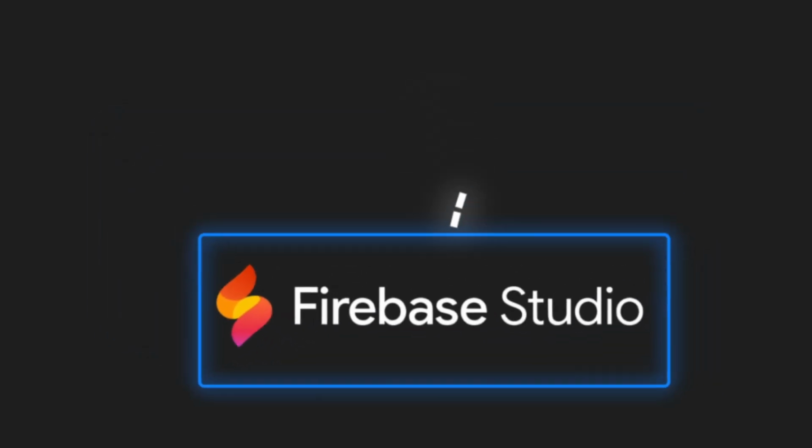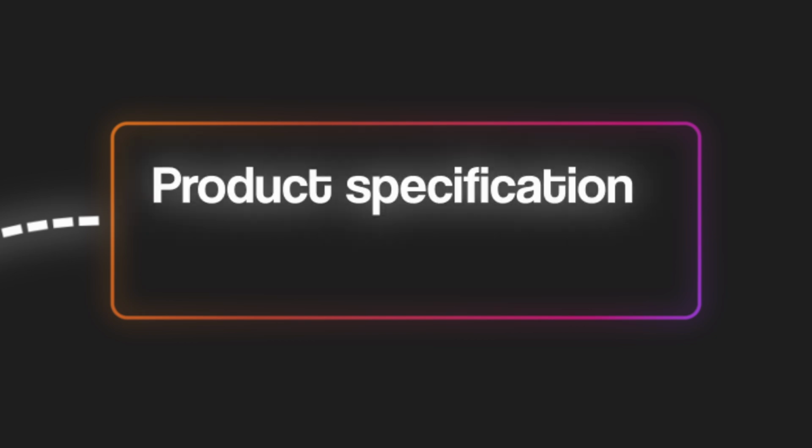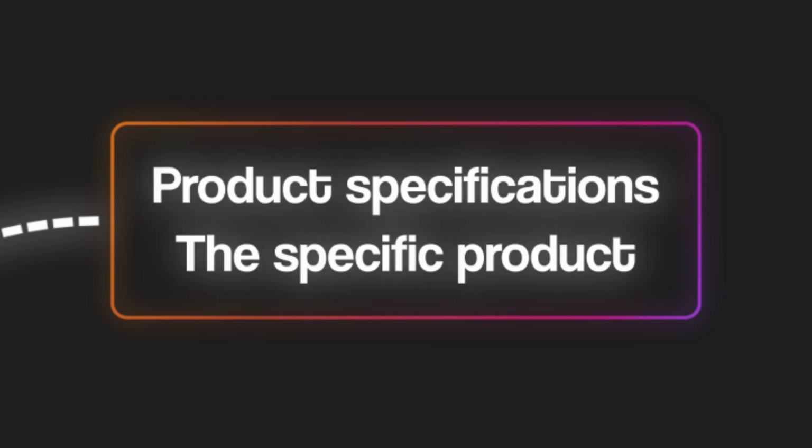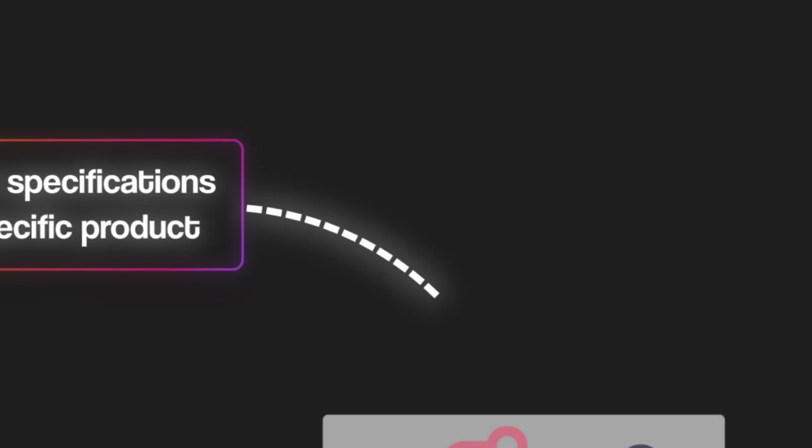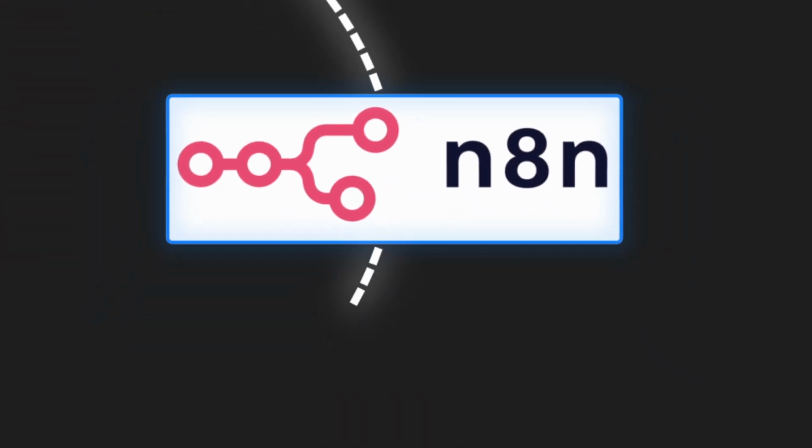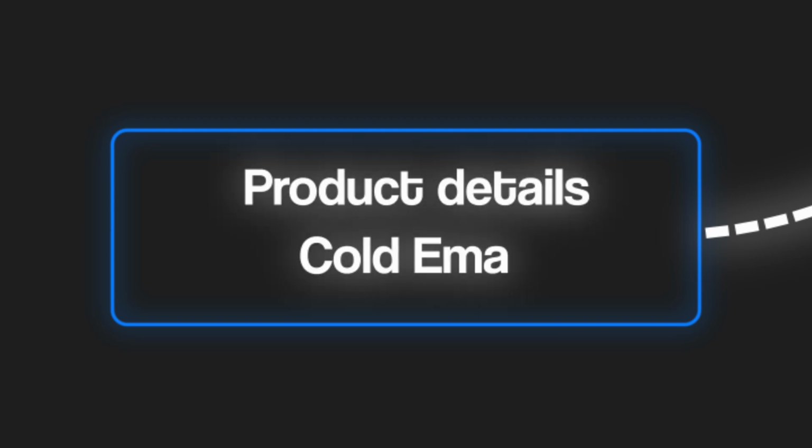And so the high level infrastructure of what we're building out today is a powerful app that I'm calling Cold Email Pro. I wanted to create a practical example here using Firebase Studio to build the front end, where a user is going to input product specifications, like the specific product they're selling. Then we're going to send that request across to n8n, and process it with the AI agent.